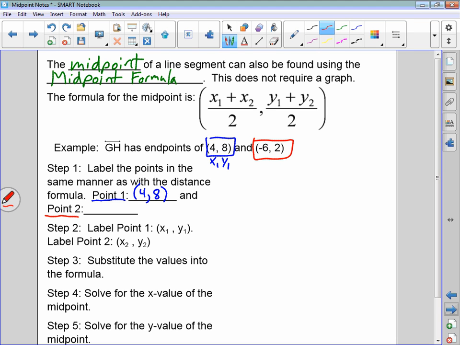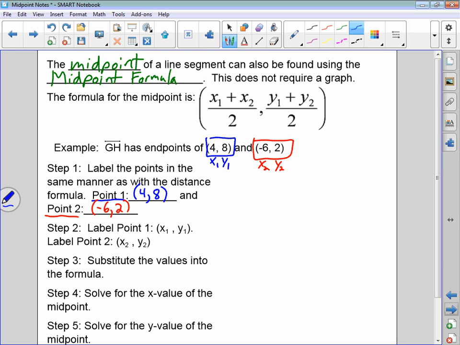And it will eventually become x2, y2. For now, we will make sure that we put it down here as negative 6, 2. So now we get to label them up like we just did, x1, y1, x2, y2. And now we are going to substitute those values into our formula. So wherever I see x1, I put 4.